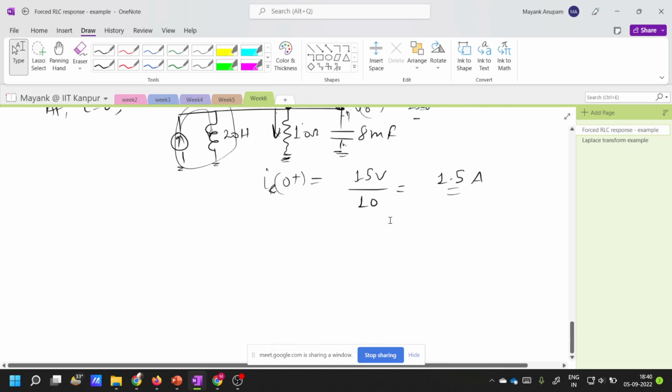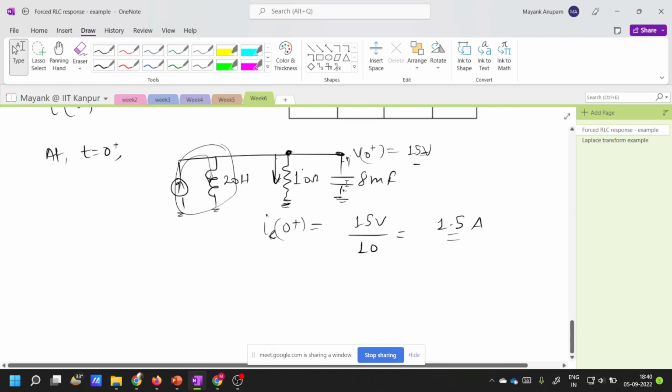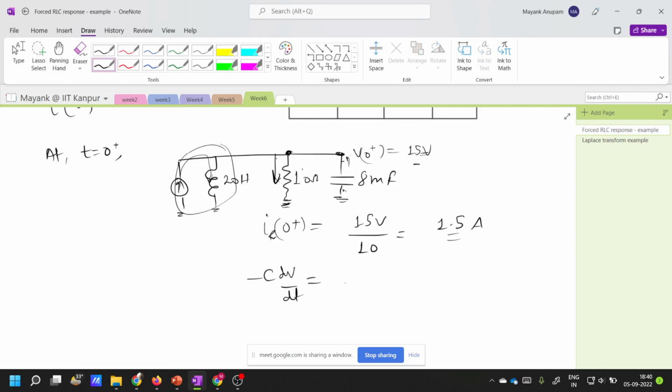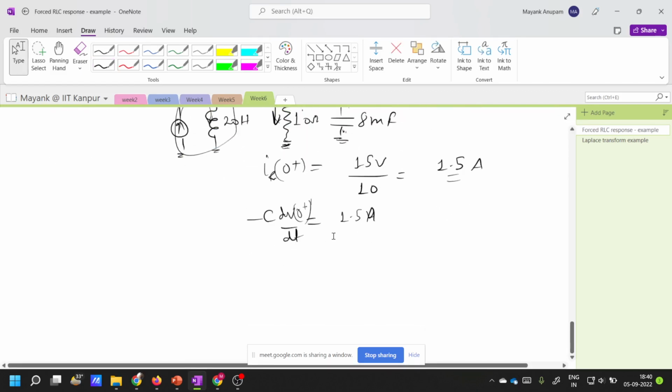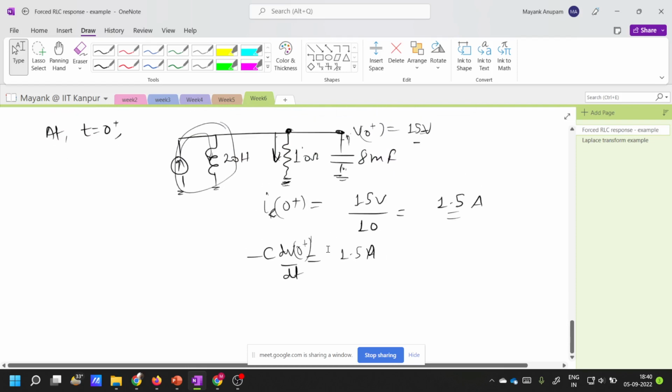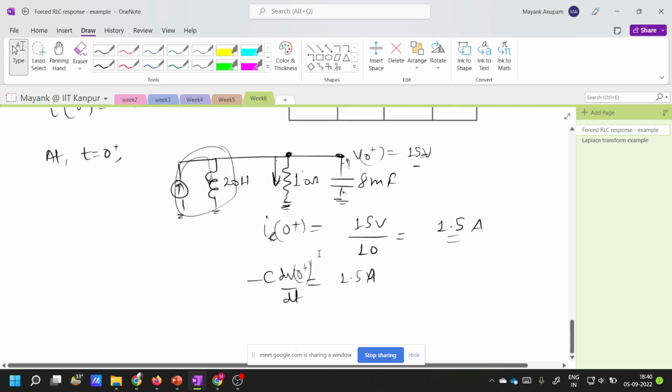Okay. So what will be contributing to this current? This current will be coming from this capacitor, right? So let us see what is the current through the capacitor. It's equal to minus C dV by dt, right? It's equal to 1.5 ampere. This is dv0 plus by dt. So these two, I have got initial conditions, right? I have now found out what are the initial conditions.